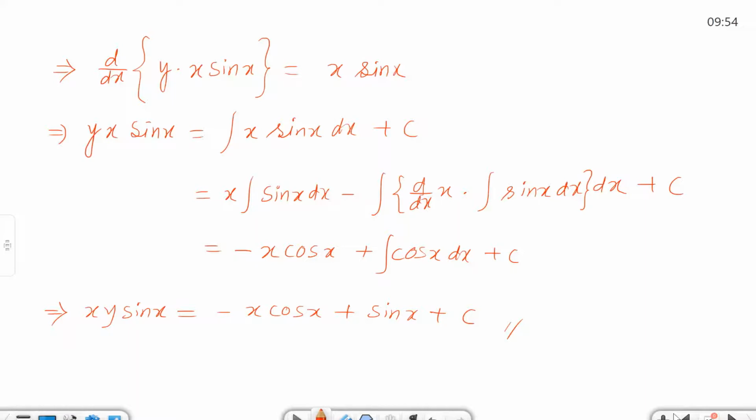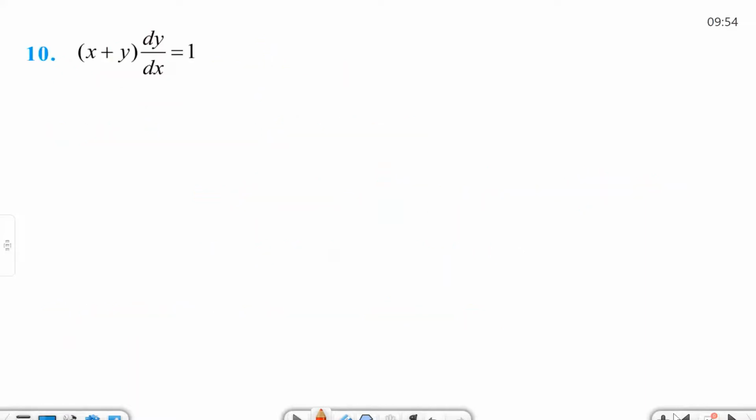So now we take the next question, number 10, an important question. This implies dy/dx equals 1 by x plus y.